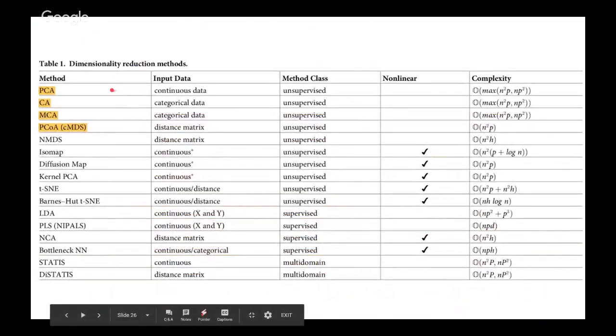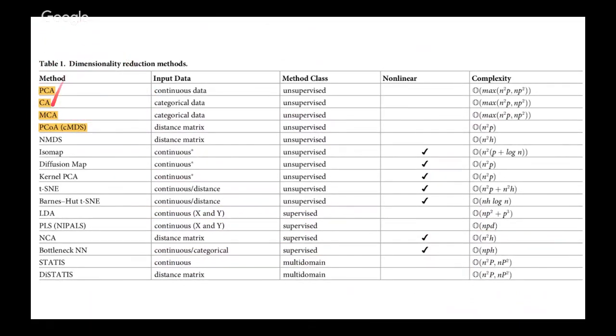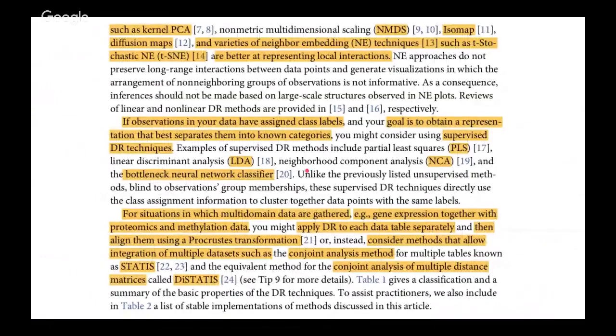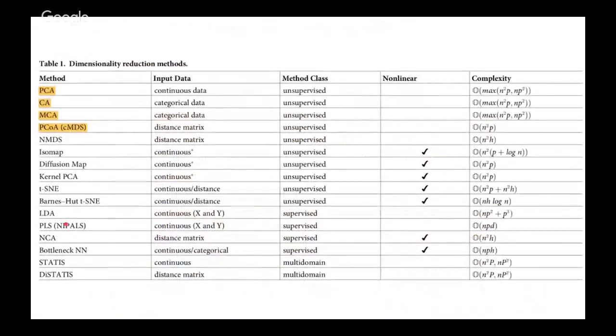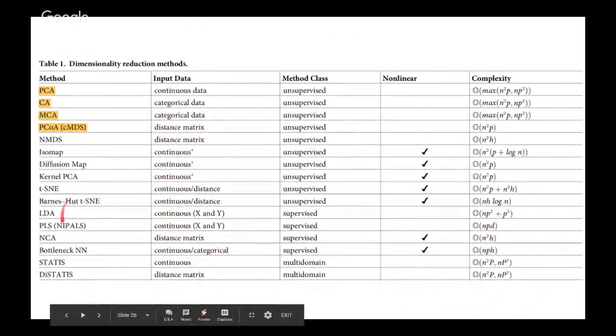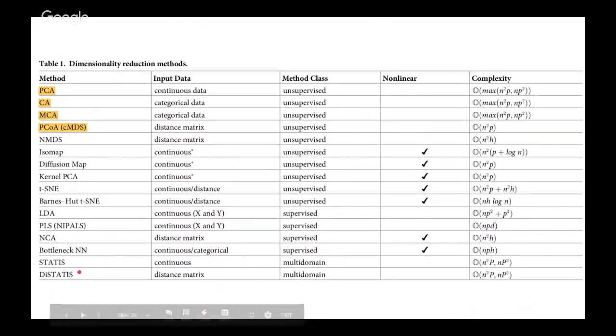So in this table of different methods, there are the ones that are more applied to global interactions, the set here for local interactions, and then, as I said just a moment ago, the supervised DR techniques at the bottom of the table. The last two, STATIS and DiSTATIS, are for multi-domain, or let's say multi-omics, approaches.